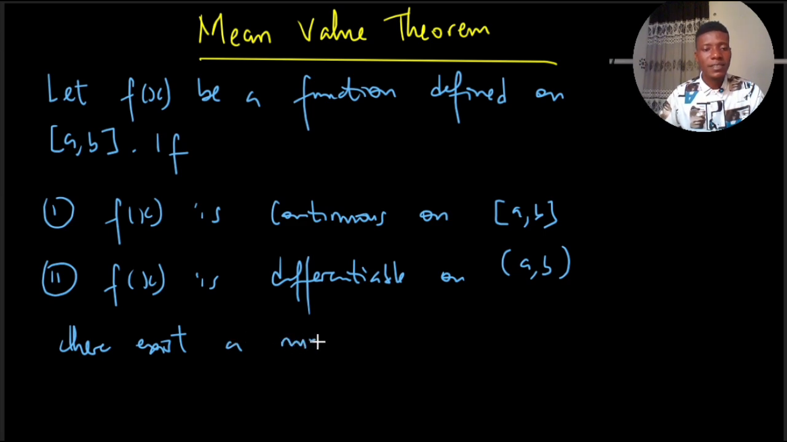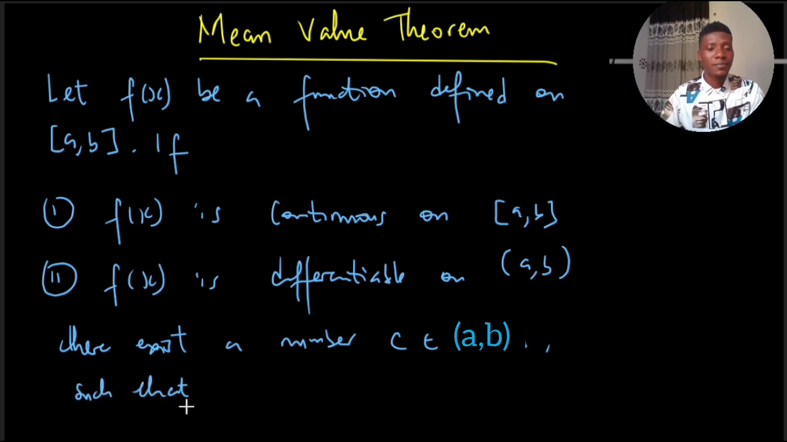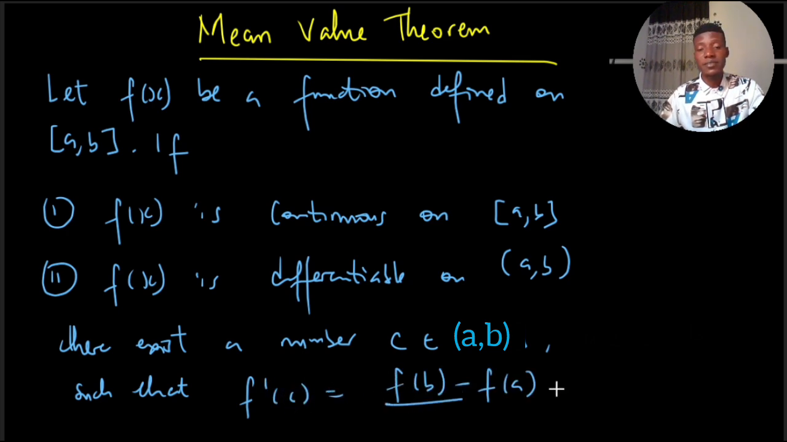a number c, which lies between a and b, such that f prime of c now is the same thing as f of b minus f of a over b minus a. You see this right hand side is called the secant line.